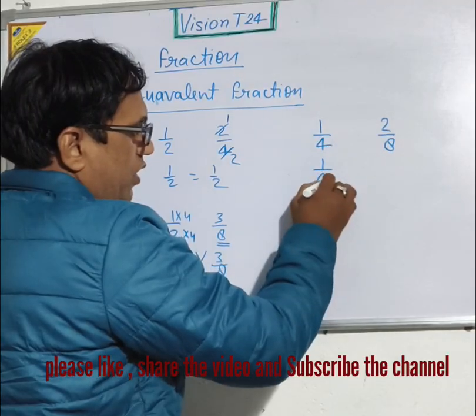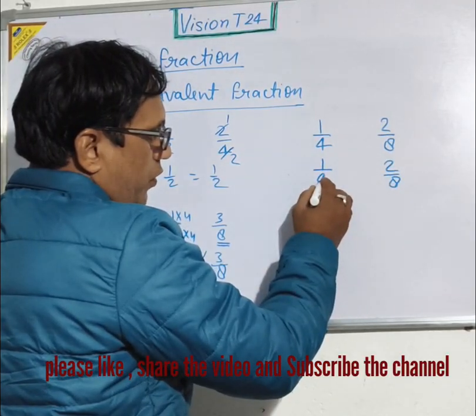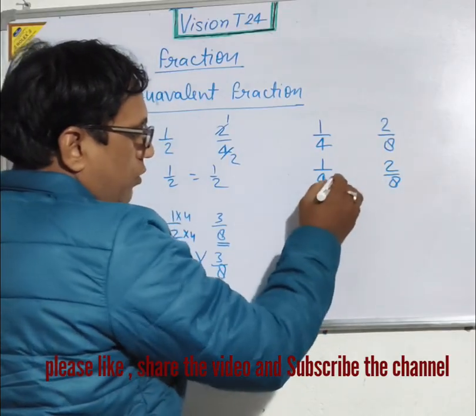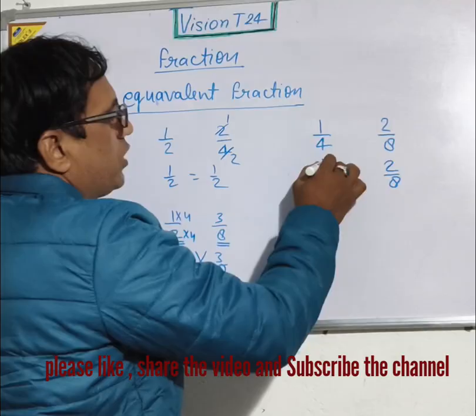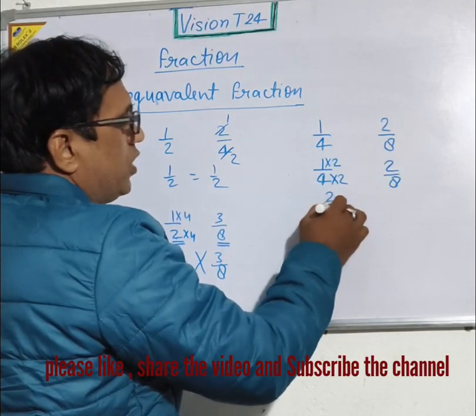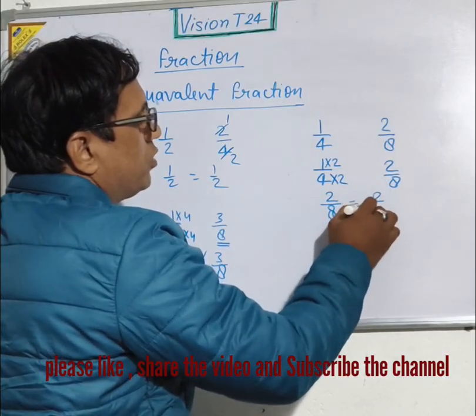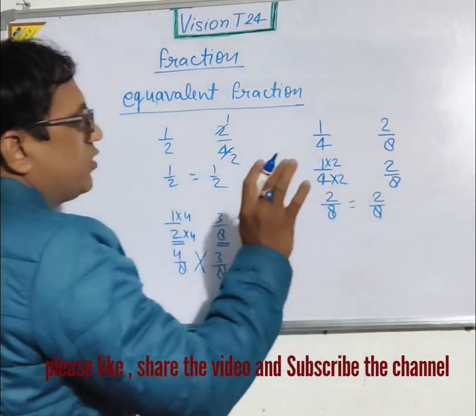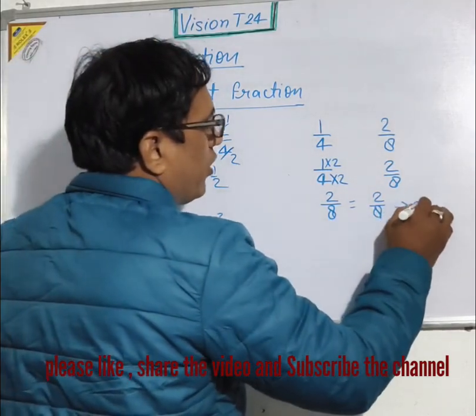Suppose I am going to multiply. 1 upon 4 is there and here 2 upon 8 is there. What to do to make 4 as 8? You have to multiply it by 2, and the numerator will also have to be multiplied by 2. So that will come 1 times 2 and 4 times 2 is 8. So this is 2 upon 8, and this is also 2 upon 8. So both are the same. Okay, so these are equivalent fractions.